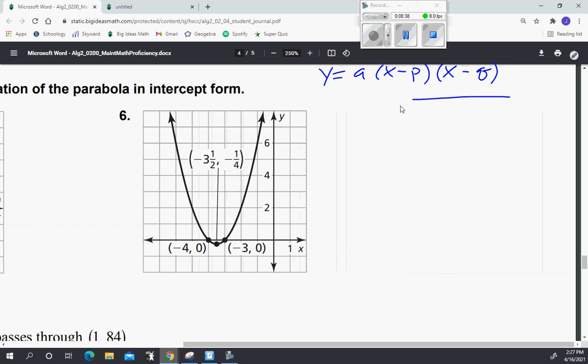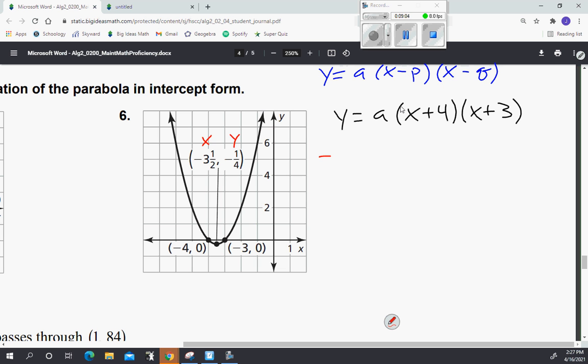And number 6 over here. My x-intercepts are -4 and -3, so I'm going to have y equals a times x plus 4 times x plus 3, and plug in x and y. Remember, this is x, this is y. That's how we always plot points.